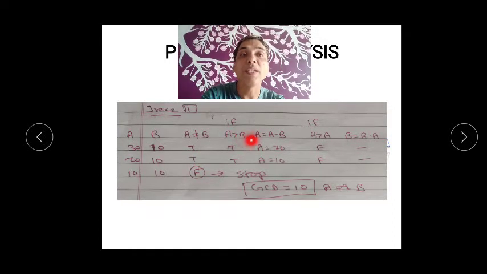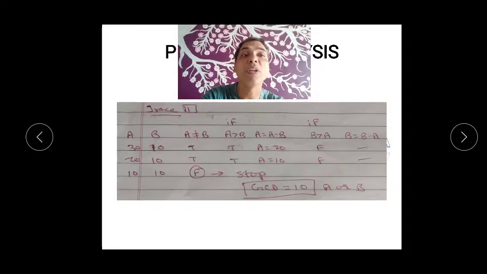What is written? A is greater than B. Yes. What is the A value? Latest value 20. What is the B value? 10. So this is true because A is greater than B. Then again you have to subtract A minus B. It will come here. It will check.